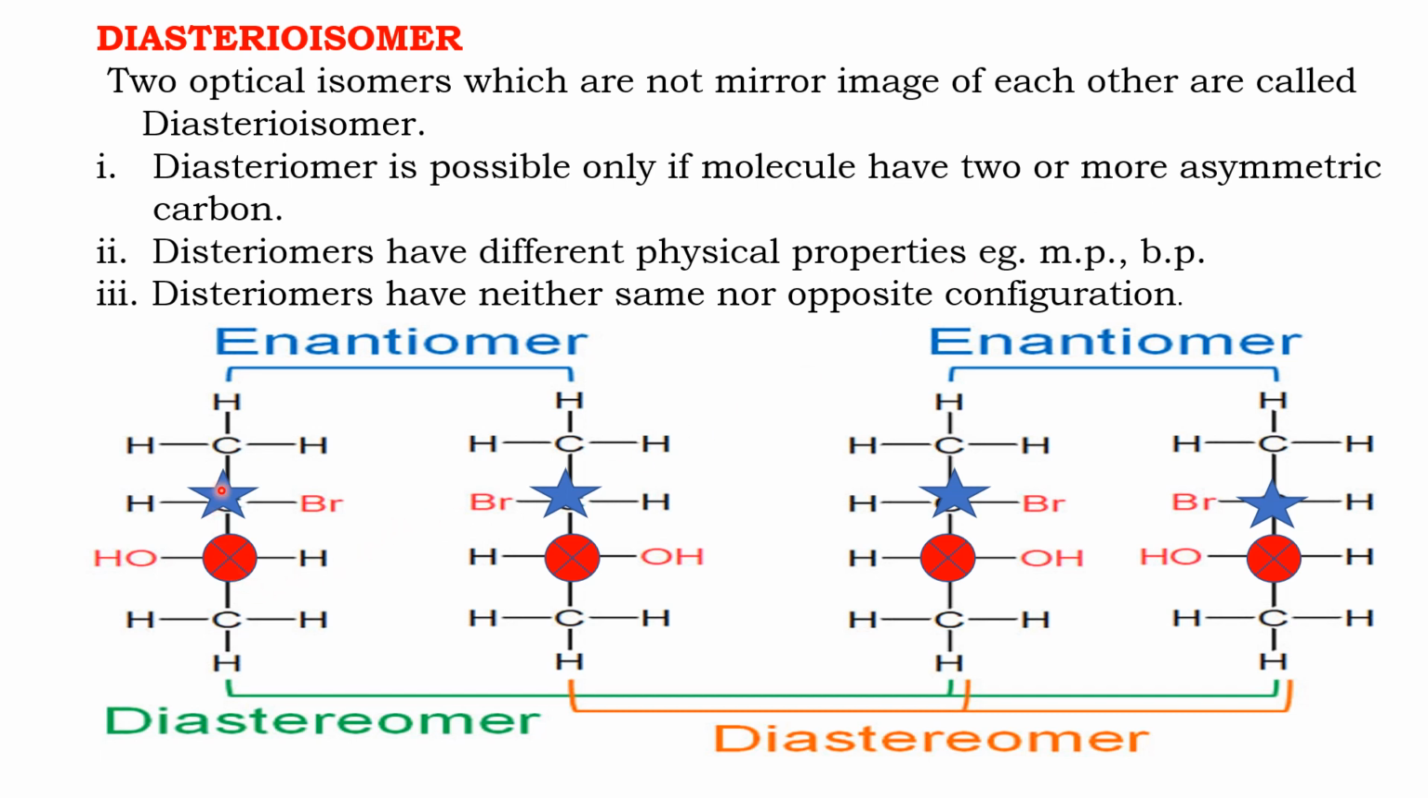In this compound, we have 2 asymmetric carbon atoms. Hence, 2 raised to 2, we should get 4 optical isomers. And 2 are enantiomers, while 2 are diastereomers. Take down, very important: distinguish between enantiomers and diastereomers.